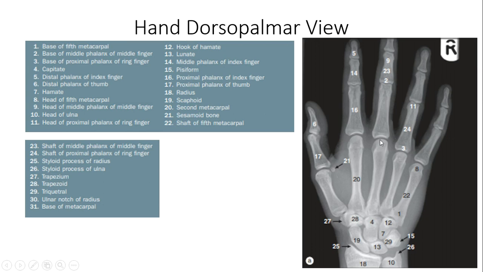The metacarpals form joints with the phalanges of the fingers and the thumb. These are called the metacarpophalangeal joints. Each finger has 3 phalanges except for the thumb, which has 2. The joints between the proximal phalanges and the middle phalanges are called the proximal interphalangeal joints, and the joints between the distal phalanges and the middle phalanges are called the distal interphalangeal joints.